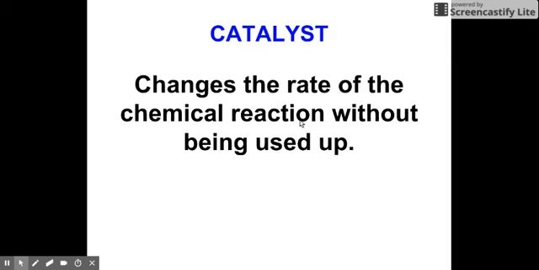We will look into the effect of catalyst. What is a catalyst? A catalyst is a substance that changes the rate of the chemical reaction, but it's not being consumed in the reaction. How do we think about catalyst then?